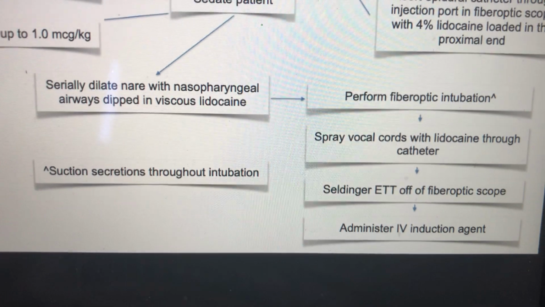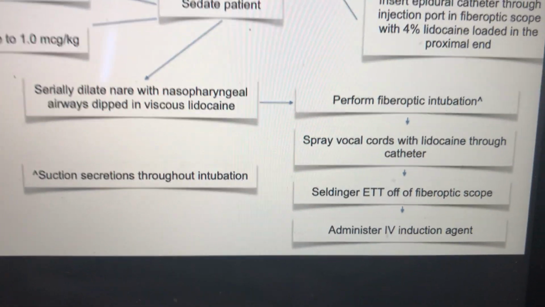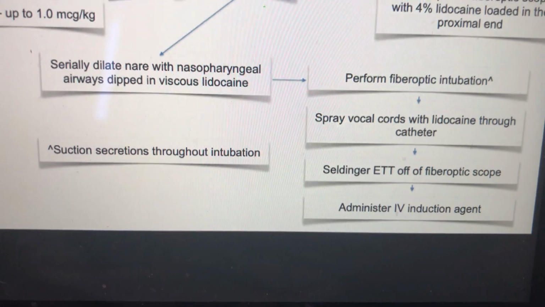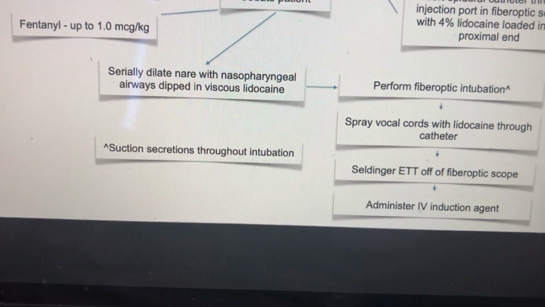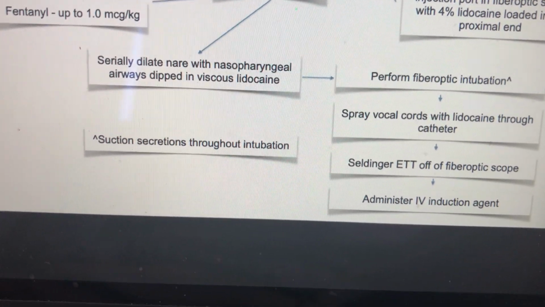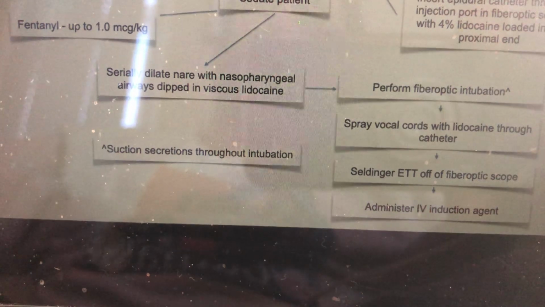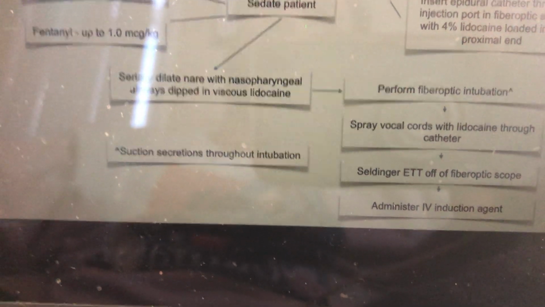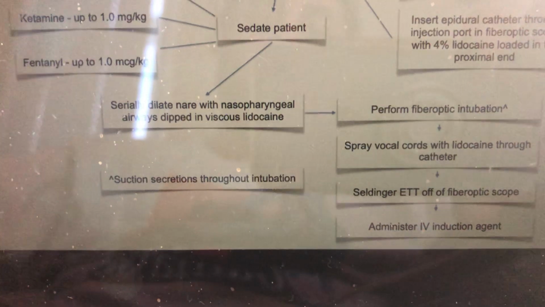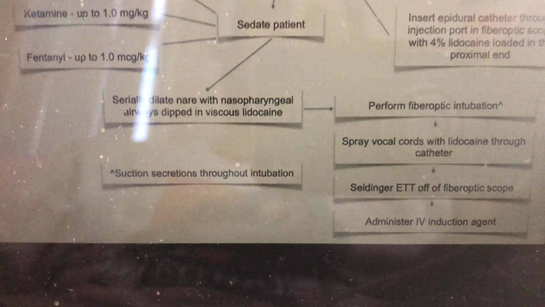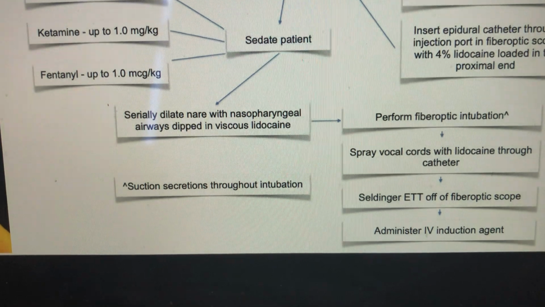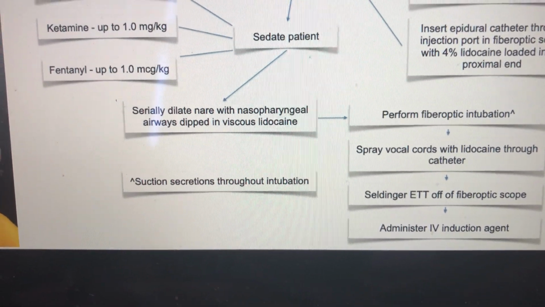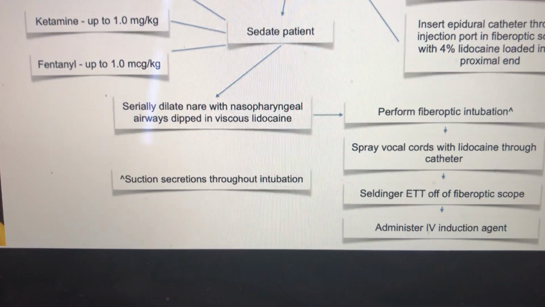And now it's time to perform your fiber optic intubation. When you get the tip of your fiber optic scope right outside the cords, you want to make sure that your epidural catheter is just barely poking out the end of the fiber optic scope, and then spray the cords with your 4% lidocaine. Typically it helps if you spray above, at, and below the cords. And then once you are able to pass your scope past the cords, you need to Seldinger your tube off, and you can adequately confirm placement, usually after the patient has been put under general anesthesia with an IV induction agent.